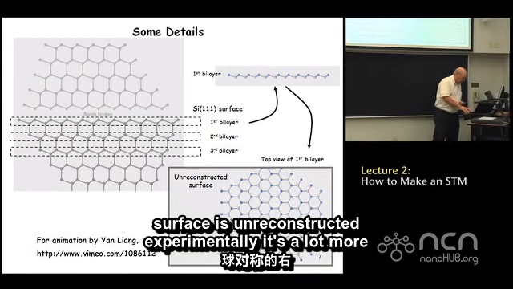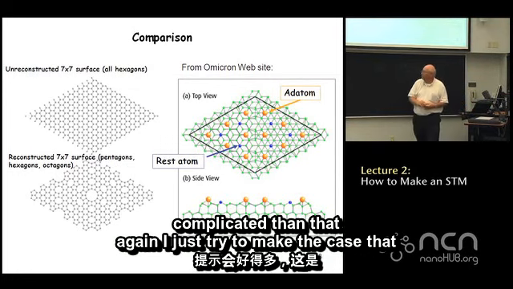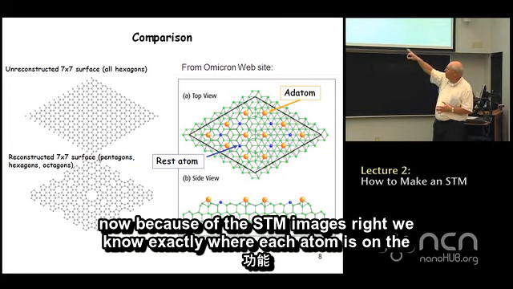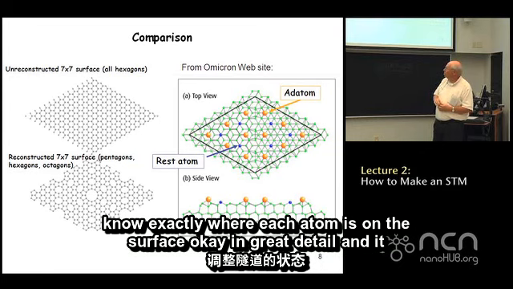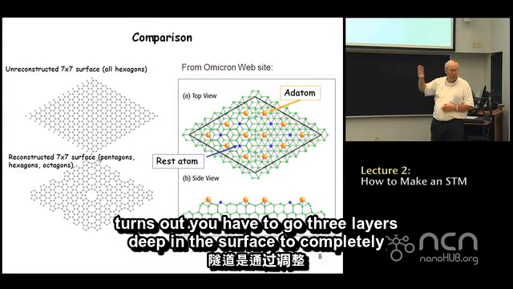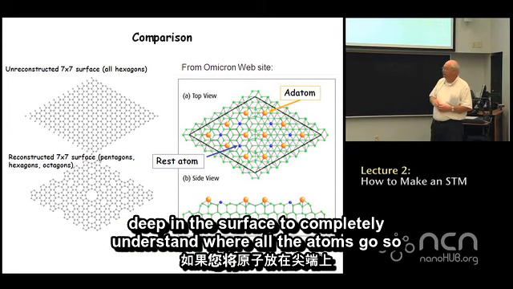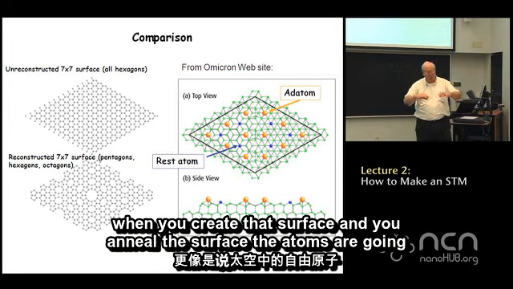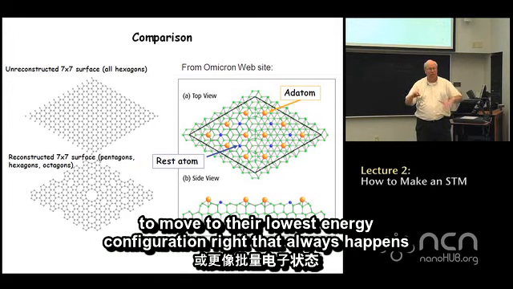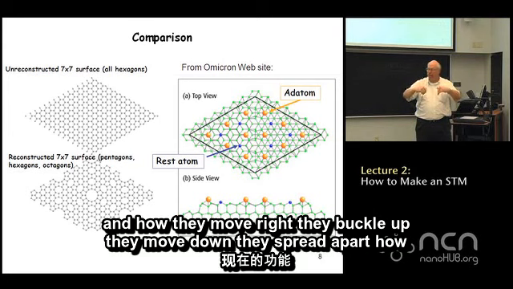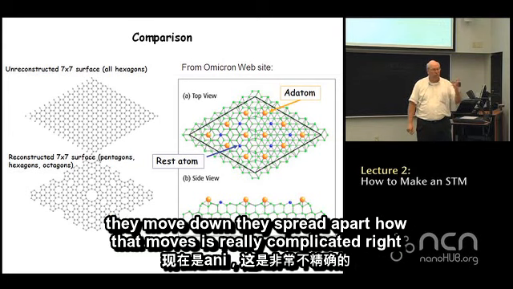Experimentally, it's a lot more complicated than that. Again, I just try to make the case that now, because of the STM images, we know exactly where each atom is on the surface, in great detail. And it turns out you have to go 3 layers deep in the surface to completely understand where all the atoms go. So when you create that surface and you anneal the surface, the atoms are going to move to their lowest energy configuration, right? That always happens. And how they move, right? They buckle up, they move down, they spread apart. How that moves is really complicated, right?